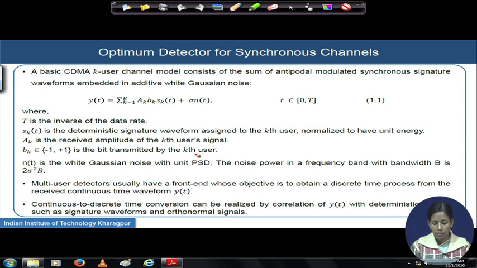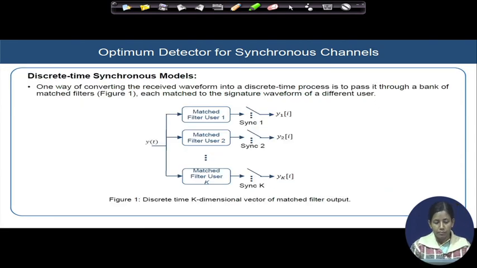When we are detecting via the match filter or the correlator architecture, we simply multiply this continuous domain incoming signal with the corresponding signature waveforms of the different users, and then we sample it at a proper rate, and hence we get all the orthonormal vectors at the output of the match filters, the correlator sampler architecture or the match filter.